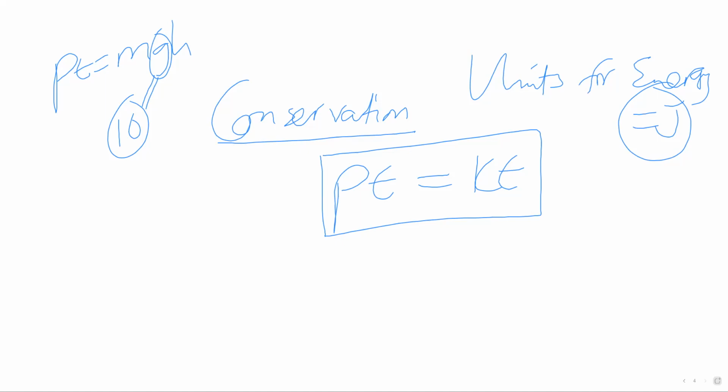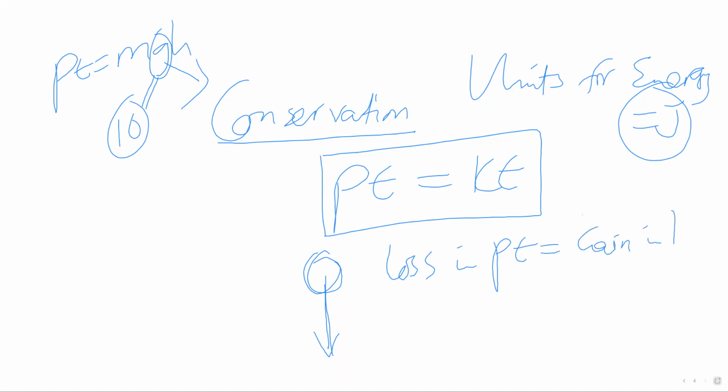So if we have an object here, and this object is falling, there is no force acting on this object, apart from this g that we have in the formula for potential energy. Remember it's falling, so the loss in potential energy will be just the same as the gain in kinetic energy. So potential energy will just be equal to kinetic energy because there is no resistance.